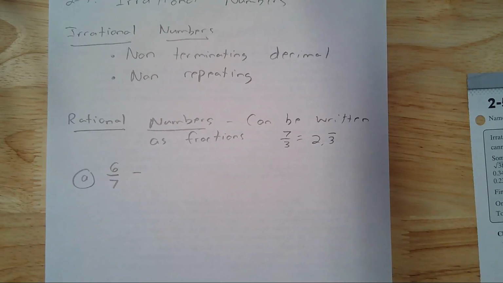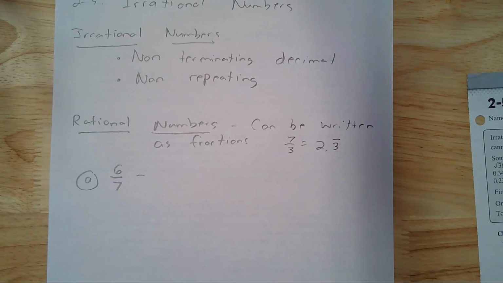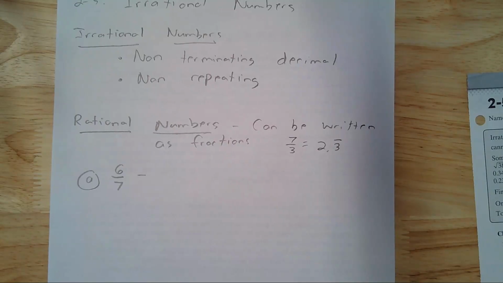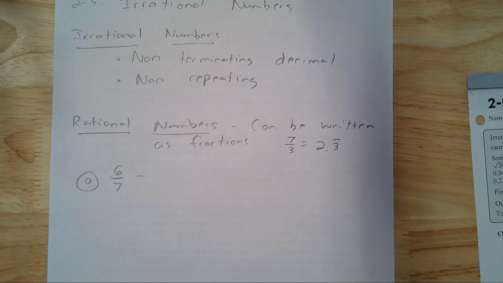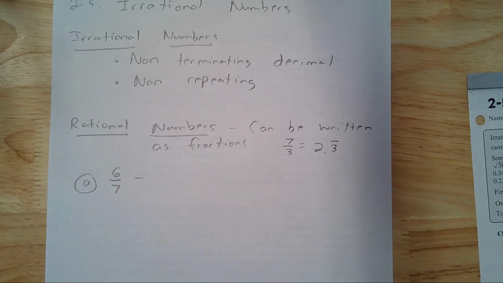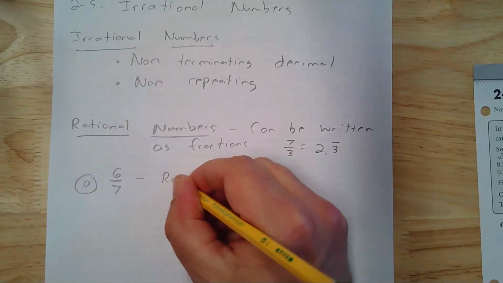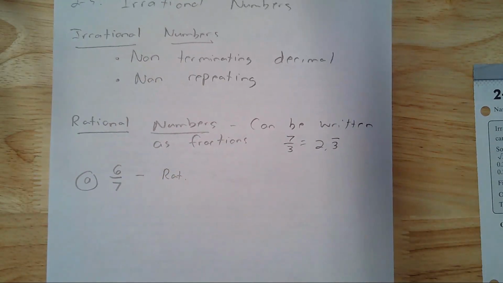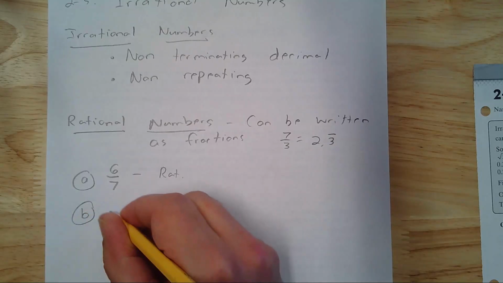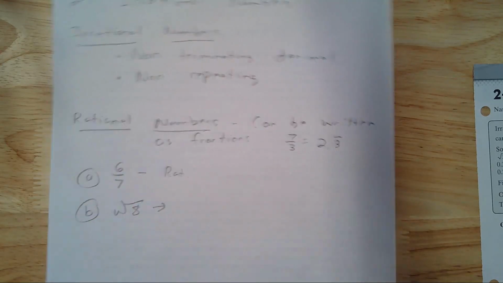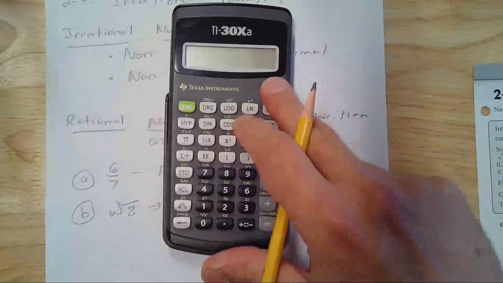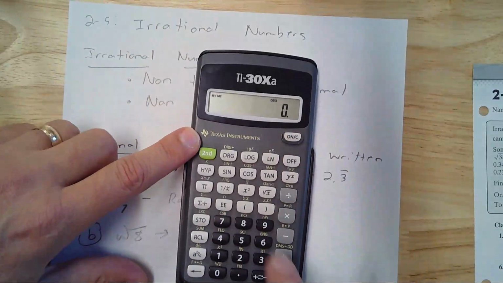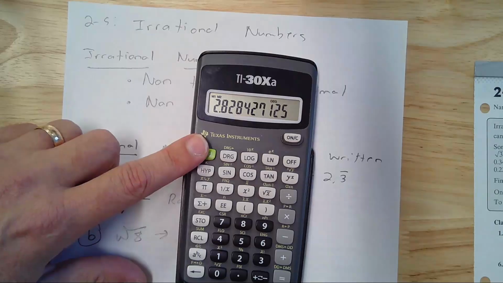Okay. The fraction, 6/7, rational, irrational, why? I really hope you can get it. Any one of the three of you can answer the question. Rational, we already answered it. Right, because it's in fraction form, right? B, the square root of 8. So if you take your calculator and I punch in the square root of 8, this is what I get.